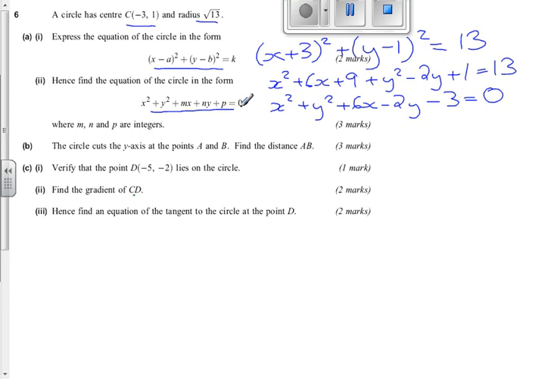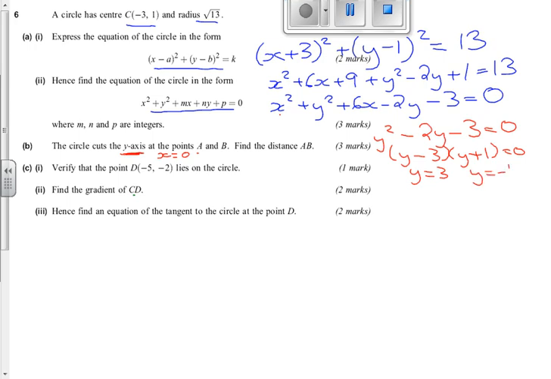Next part asks us to show that this actually cuts the y-axis at these points. If it crosses the y-axis, then the x number must be 0. So let's put 0 in here, and all the x's disappear. We're just left with the y's. Factorize the quadratic, and you get 2 answers that it's going to be crossing the y-axis at 3 and minus 1. You're actually asked to find out how far apart they are, and as it's a straight line, you can just say how far apart are they. The distance is just 4.